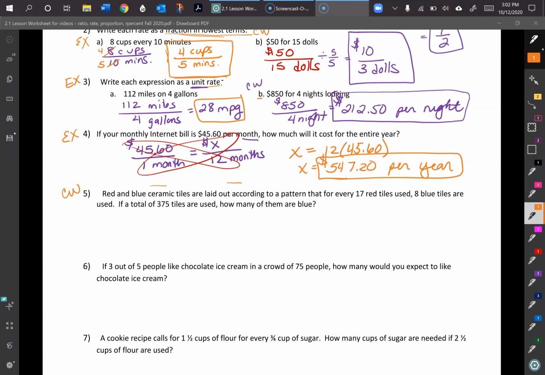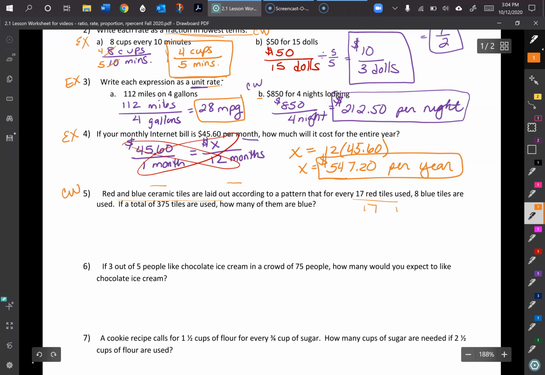You could try number 5 as a classwork and just pause the video and see what you get, and then come back and check with me, or you can just wait and go through it with me. If you want to do it on your own, just pause it. So we have red and blue ceramic tiles laid out according to a pattern. So for every 17 tiles used, we have 8 blue tiles. Okay, and that would give us our total tiles laid in that fashion. So that's 25 total tiles.